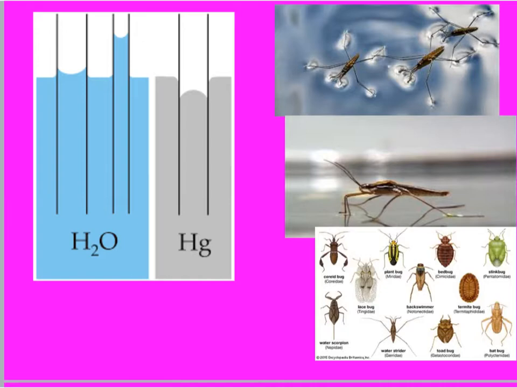It's important for plants to transport water from the ground through the trunk, through the leaves, as well as any other type of dissolved minerals. And it does this through a capillary action process.